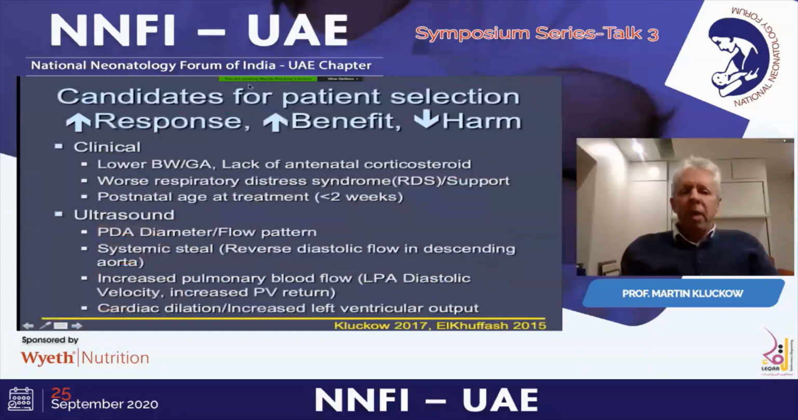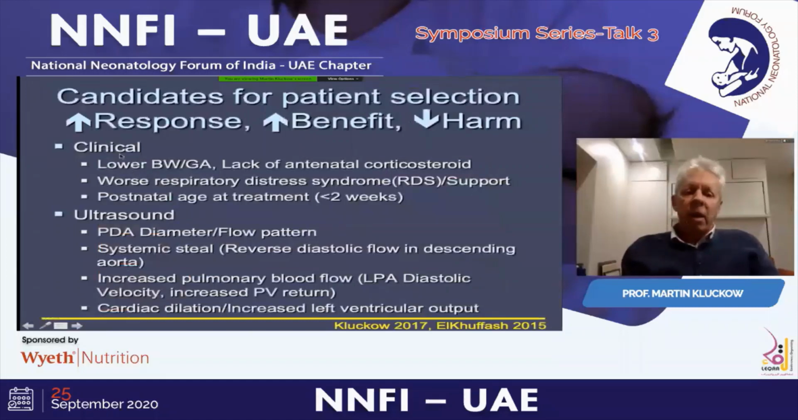So what can we do to help in our selection? We want to be able to select candidates for treatment who have a good response rate, who are going to have benefit from treatment, and who will have a decrease in harm. That's our ideal selection, what we would like to achieve by selecting babies. And we can select babies in different ways.